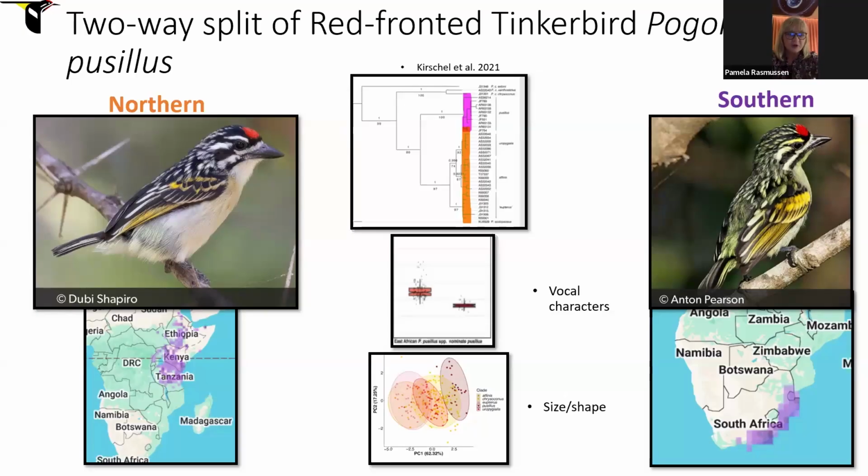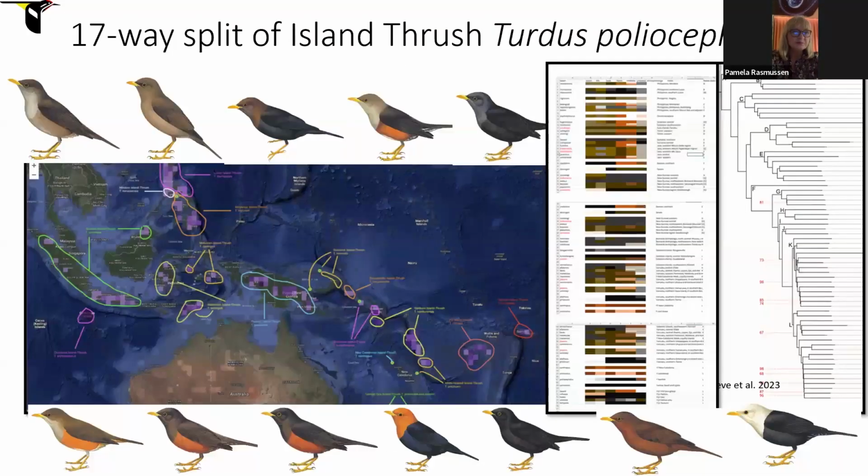They're all pretty similar, or at least many of them are pretty similar. And in size and shape, they do differ as well. That purple ellipse on the right is the southern, and the others are northern. Next slide, please.